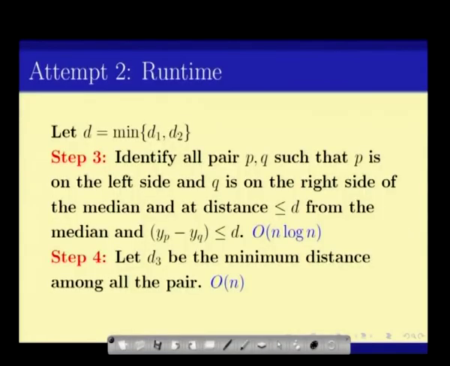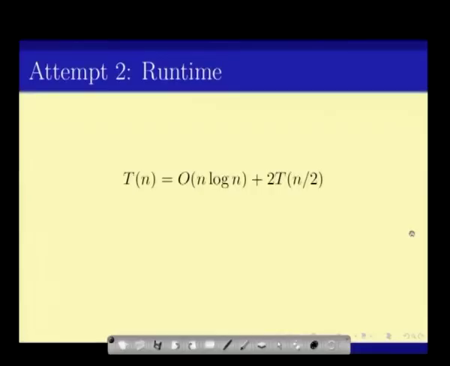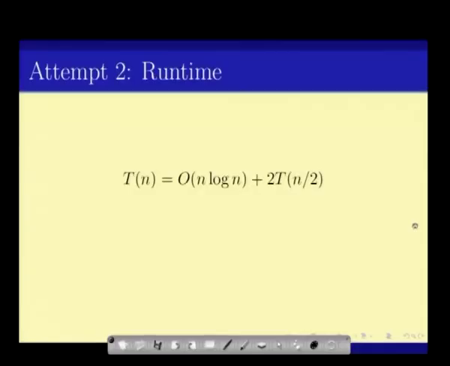And then we have to find the minimum among all such pairs. Since the total number of pairs is just 6n, the minimum will take order n steps, and then to output it, it is just an order 1 step. So, the total runtime is, we have some n log n's and some n's. We combine all of them to get T of n is order n log n plus twice T n over 2. This is something exactly we have seen for the one dimensional setting, and we can get that T of n is order n log squared n.